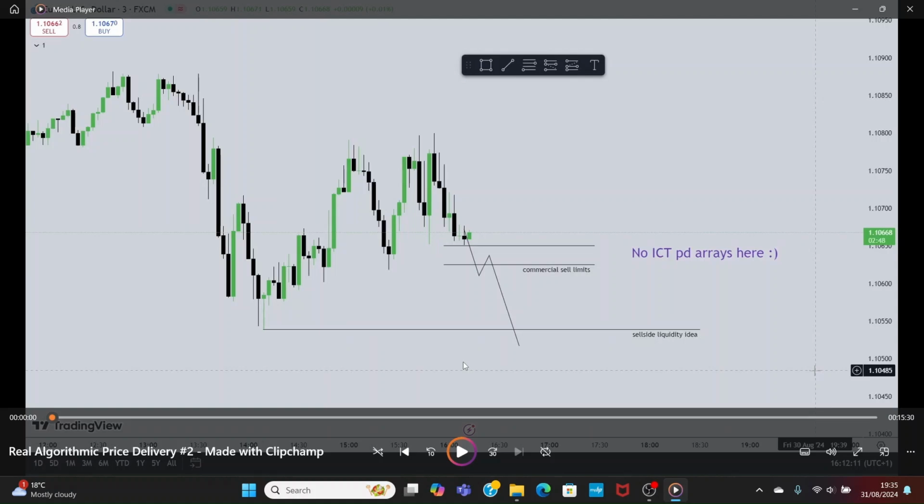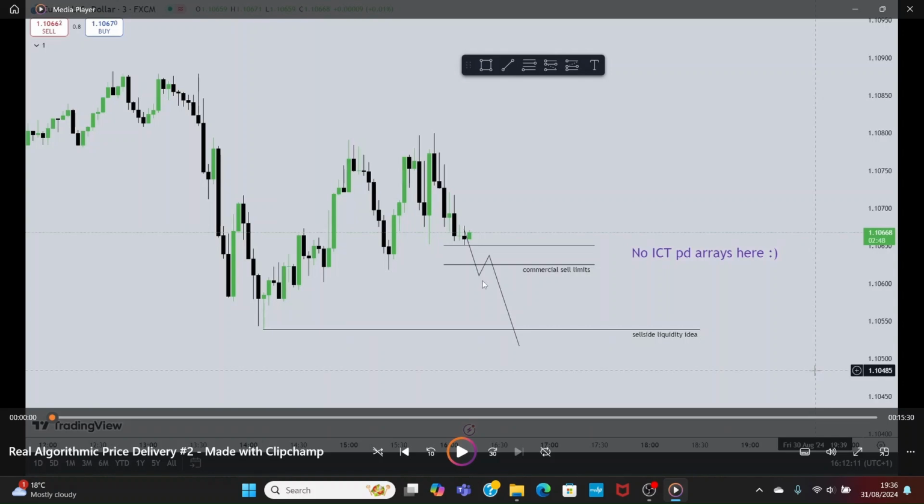Yo, so this is the second demonstration of real algorithmic price delivery. I'm gonna try to keep it shorter than the first one because I saw the watch time on it, and some of you guys gotta get off TikTok because your attention spans are messed up. It was like a 2 minute average watch time. So for the benefit of this new generation, which kind of includes me as well, I'm gonna keep it shorter and get right to the point with this one.